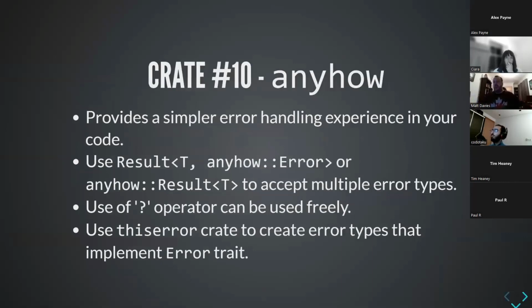With anyhow, you're basically saying, okay, I'm going to return a value. This function may fail, and the error can come from any different kinds of sources. It's not any particular error type. And so the question mark operator can be used freely. You don't have to worry that the error within your result matches the return type on your function. And you can use the thiserror crate, which I showed in the image viewer talk I did before, to create error types that implement the error trait. So anyhow only works for error types that implement the error trait.